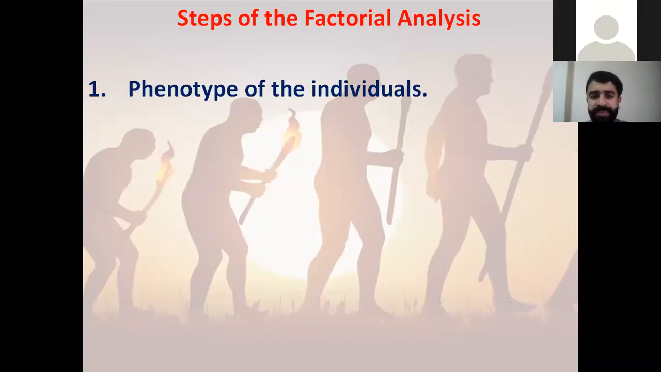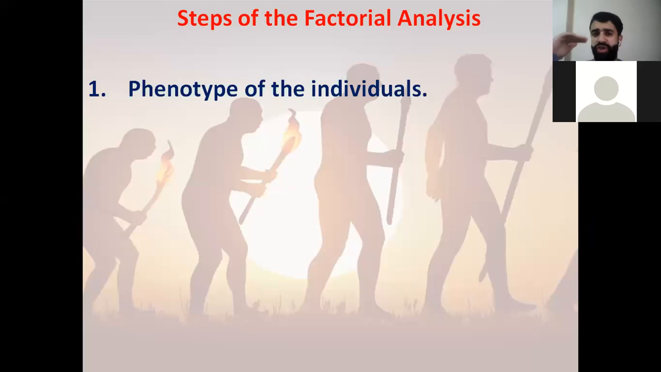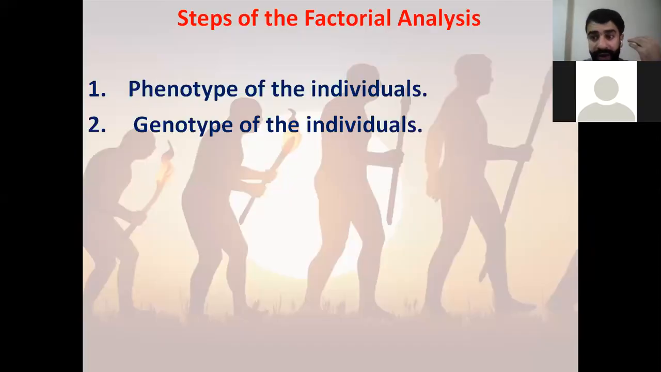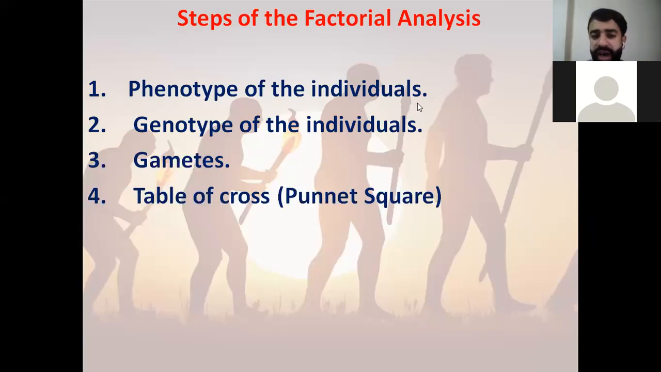No problem, it's okay. So for the factorial analysis, you have to start first with the phenotype of the individuals. Then you move to the second step, the genotype. You have to know these steps of the factorial analysis. And then we will move to the gametes, table of cross, and finally the table of results. Table of cross, pay attention to this.